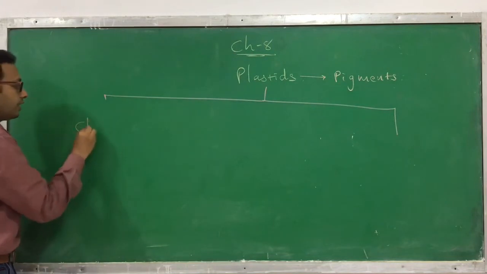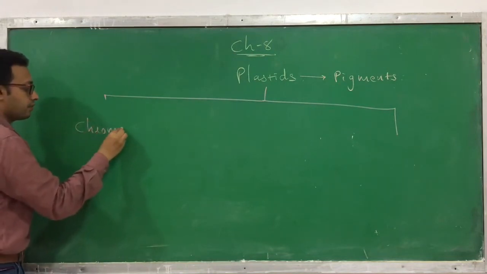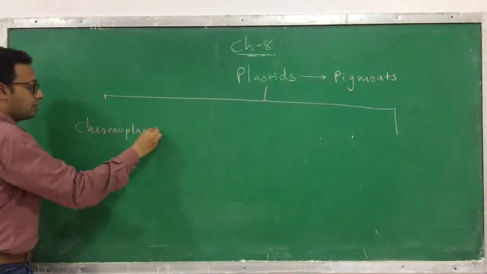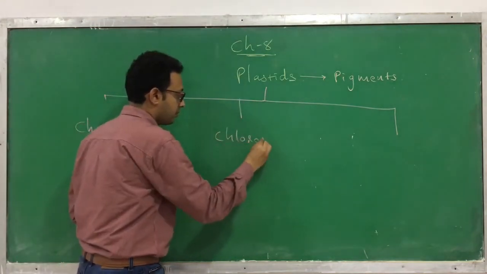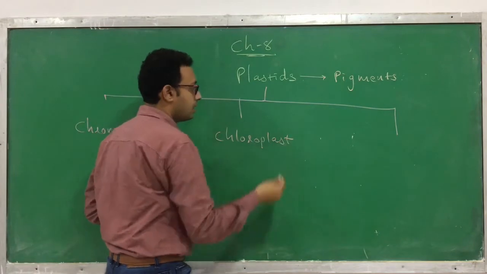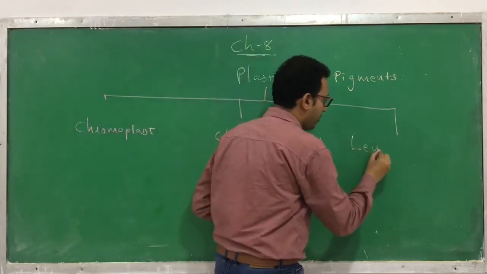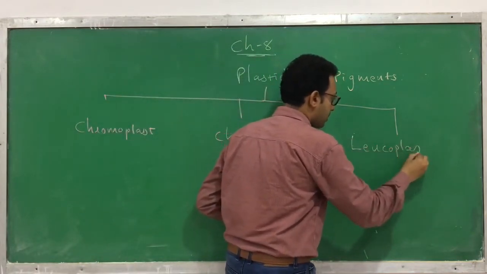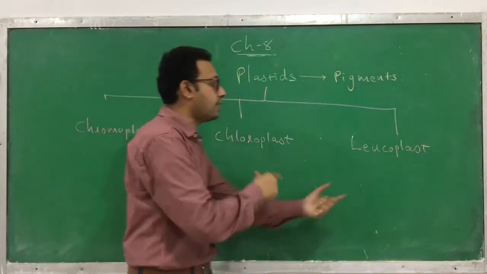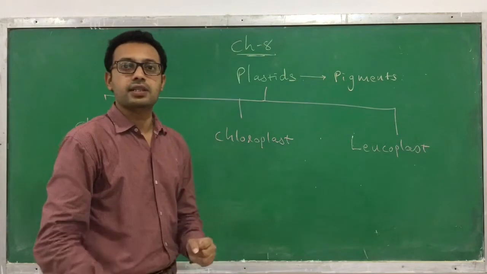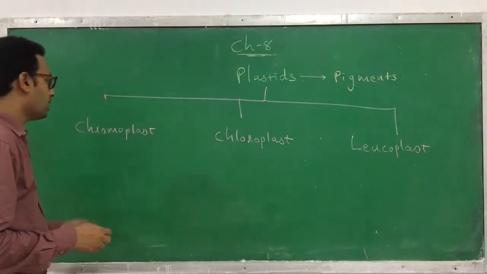The first one is called chromoplast. Second one is called chloroplast. And the third one is called leucoplast. These are the three types of plastids that are present: chromoplast, chloroplast and leucoplast.